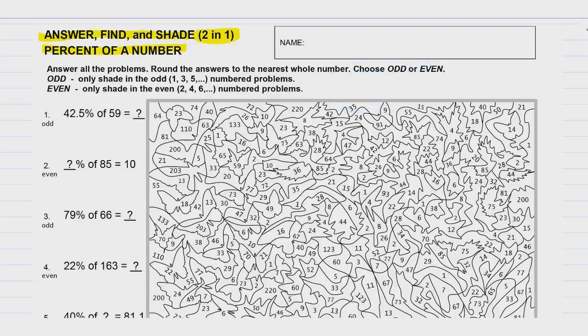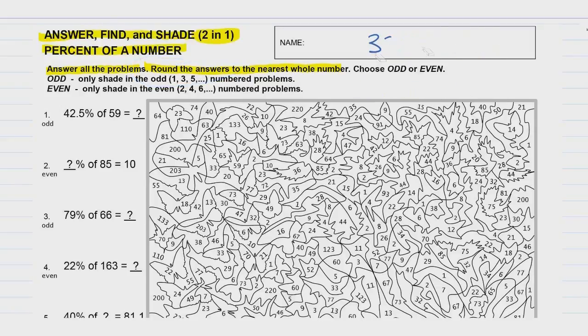And the directions say you must answer all the problems, round the answers to the nearest whole number. Whole numbers would be like 1, 3, 5, 10, 20, 30, numbers without decimals. If you had a number like 32.1 for an answer, you would have to round that to 32 because it's closer to 32. If you had 32.8, you would have to round that to 33. And that's what it means by round the answers to the nearest whole number.